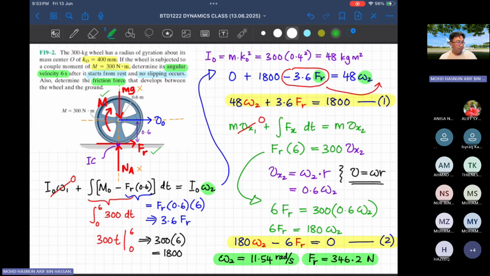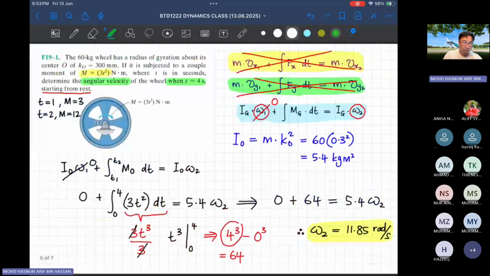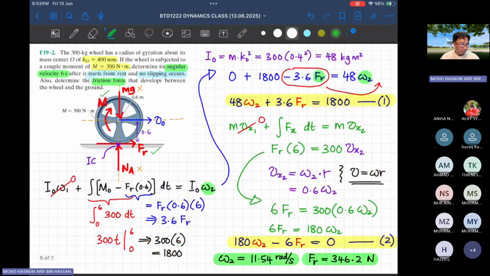All right, so basically in example number 2, you have seen that you need to use 2 equations to solve the problem. We have access to 3 equations, not necessarily that you have to use all 3. For example number 1, you only use 1 equation, which is equation number 3, to solve the problem. But in example number 2, we have to use equation number 3 and equation number 1 to get 2 simultaneous equations. When you solve them, you will get the value of omega and also the value of the friction force.